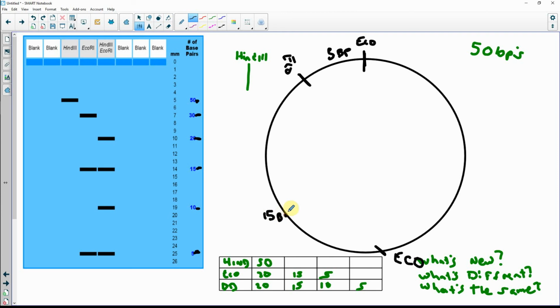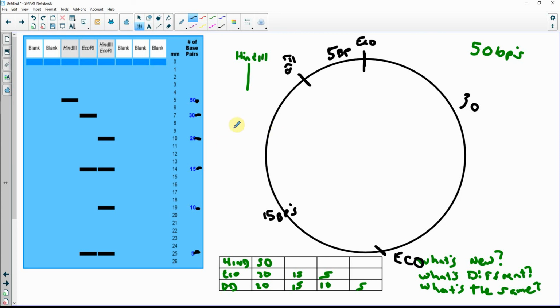15 base pairs. Okay, so now I've got a 5 base pairs sequence here. I got 15 base pairs here. And that means from here to here must be how big? I hope you said 30 because that's this particular band, which is this down here. So from this eco cut site to this eco cut site is 30 bases. From this eco cut site to this eco cut site is 15. And from this eco cut site to this eco R1 cut site is 5. Badly written, but 5. So that part's not hard.